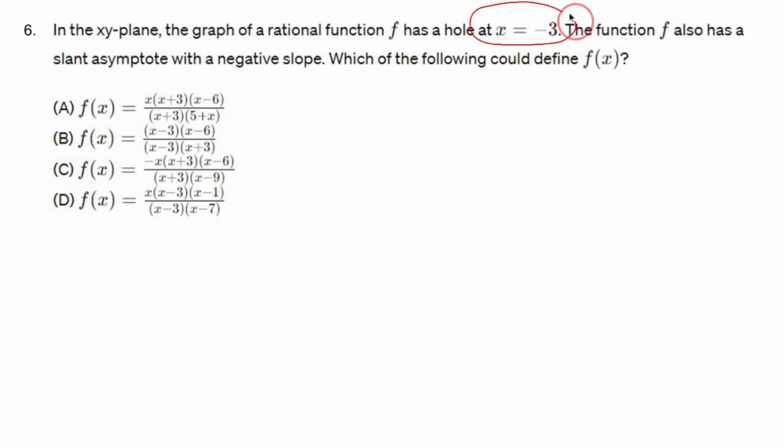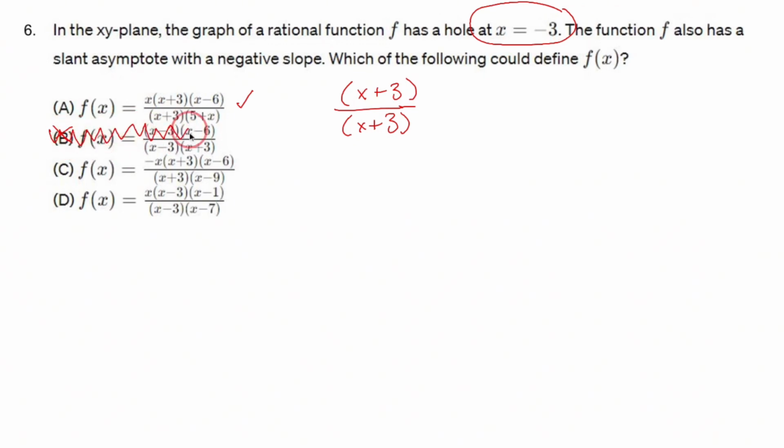If there's a hole at x equals -3, that means this equation must have an x plus 3 in the numerator and an x plus 3 in the denominator, same multiplicity on both. There's no multiplicity, there are no exponents here at all. So you have an x plus 3 in the numerator and an x plus 3 in the denominator, you're good so far. You have an x minus 3, x minus 3, x plus 3, but no x plus 3 up here, so B is out of the question.